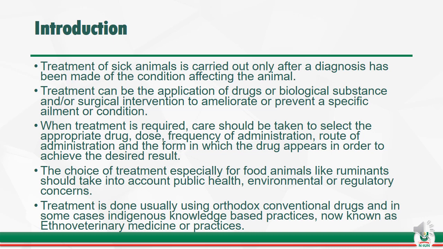Now, when treatment is required, care should be taken to select the appropriate drug, the dose, the frequency of administration, the route of administration, and you also need to get the form in which the drug must be used in order to achieve the desired results. The choice of treatment, especially for food animals like ruminants, should take into account public health, environmental, or regulatory concerns. Very important. Treatment is done usually using orthodox, conventional drugs, and in some cases, indigenous knowledge based practices known as the ethno veterinary medicine or practice.